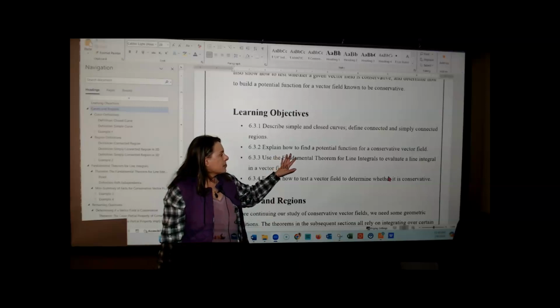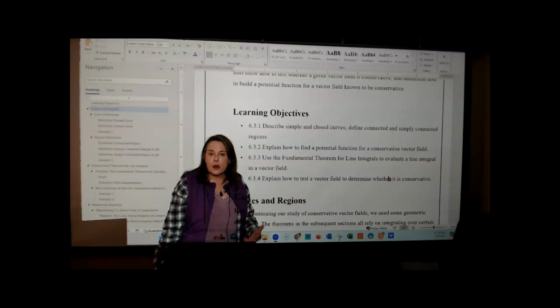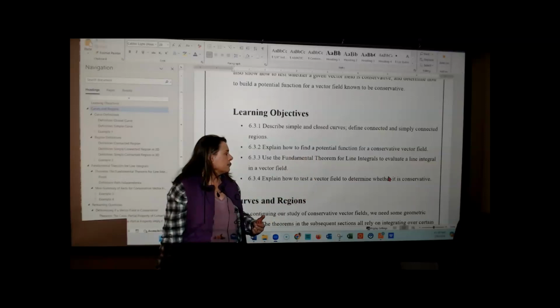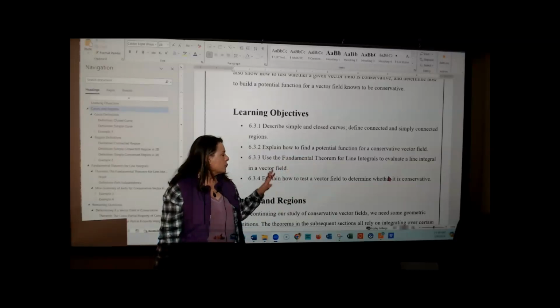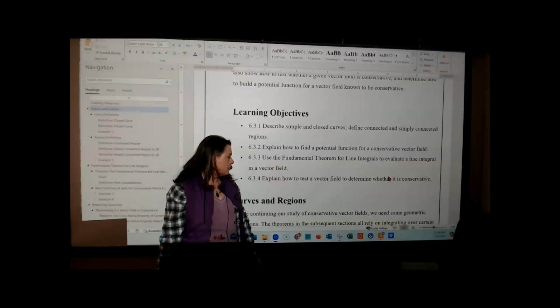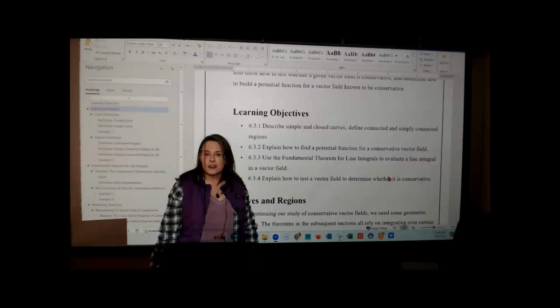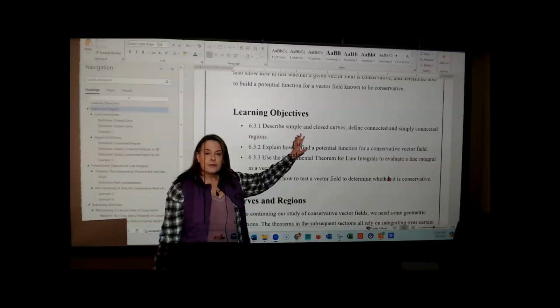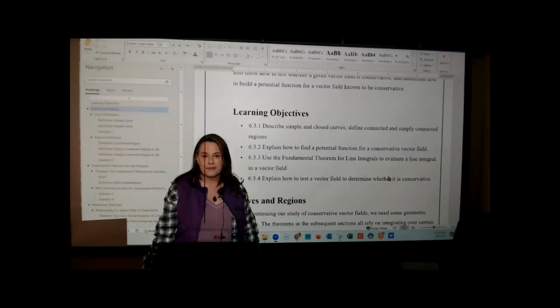Our next learning objective is to explain how to find the potential function if we know that a vector field is conservative. We'll also learn about the fundamental theorem for line integrals, and we'll use it to compute the vector line integral in a vector field. And finally, we'll also learn how to determine if a vector field is conservative. Let me share my screen, and we'll get started by first defining the different types of curves and regions we'll be working with in this section.